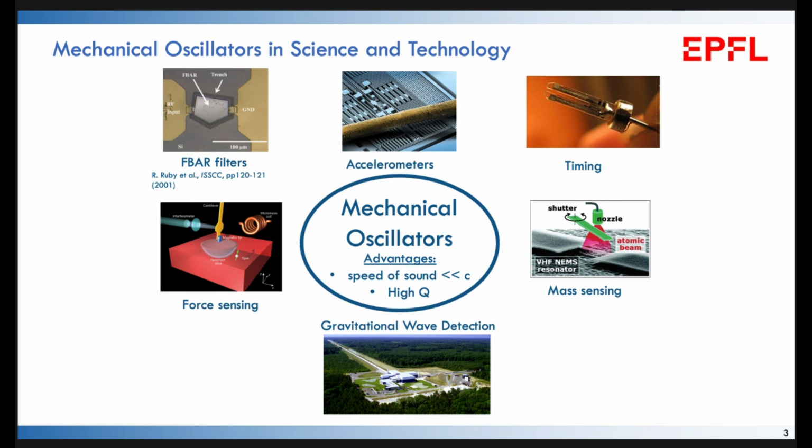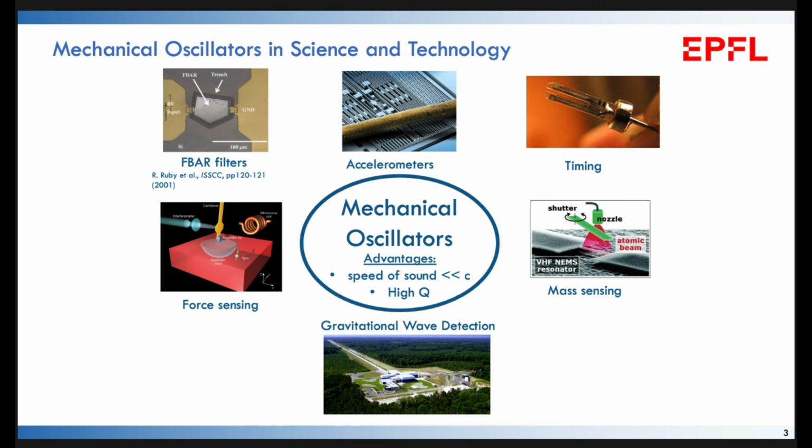They have a speed of sound that's much smaller than the speed of light. They can have high Q, also at room temperature. That's actually what's used in the FBAR filters in your phone, where they're used in 5G, 6G, rather than electrical circuits.